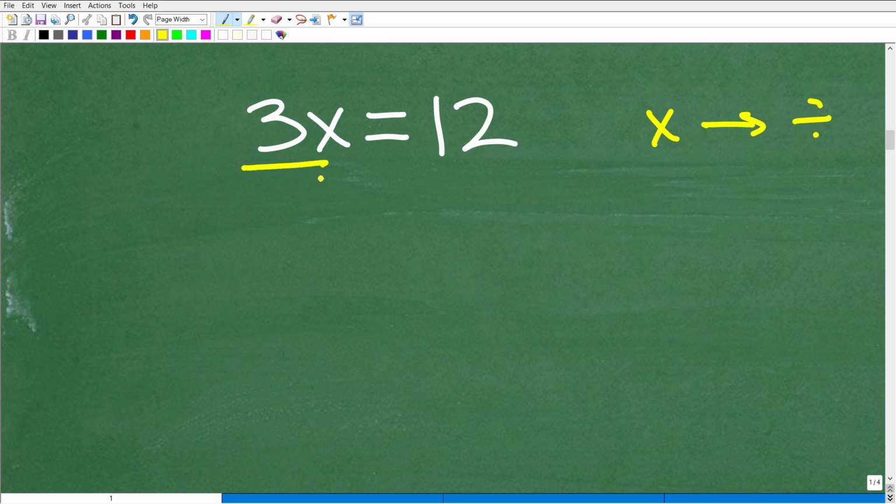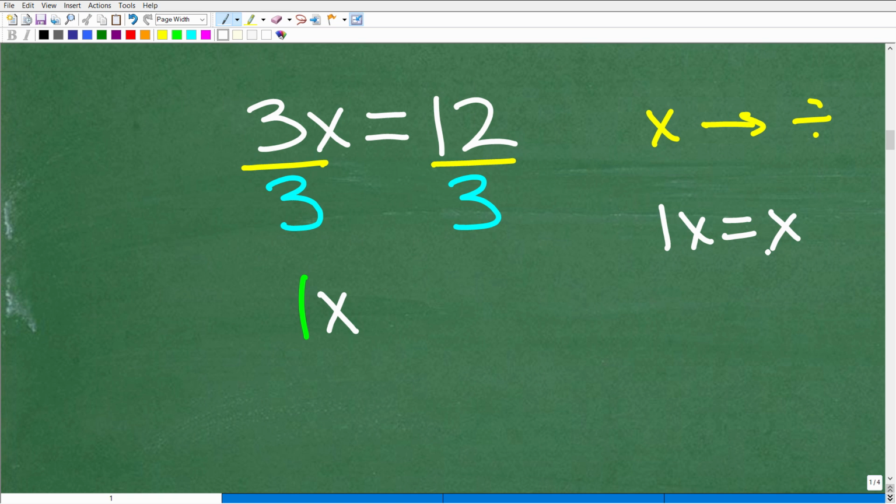So we're going to divide both sides of the equation by 3. Now remember, I'm doing the same operation to both the left and right, so I'm not breaking the equation. Remember the golden rule of algebra: whatever I do to one side, as long as I do to the other, I'm okay. This is going to be great because 3 divided by 3 is 1. That is 1x, and 1x is the same thing as x. So we don't have to write that 1 there. 3 divided by 3 is 1x, or just x, and x is going to be equal to 12 divided by 3, which of course is 4.